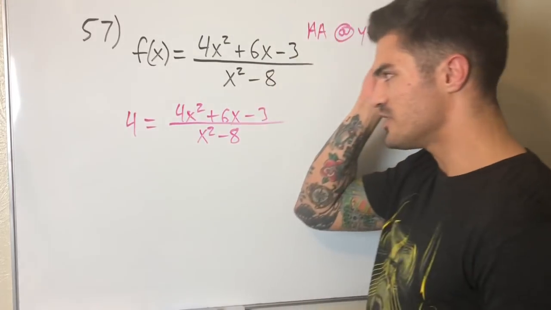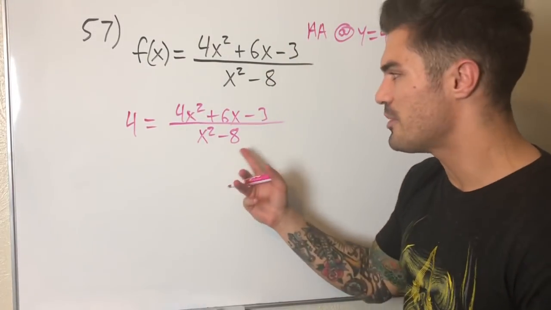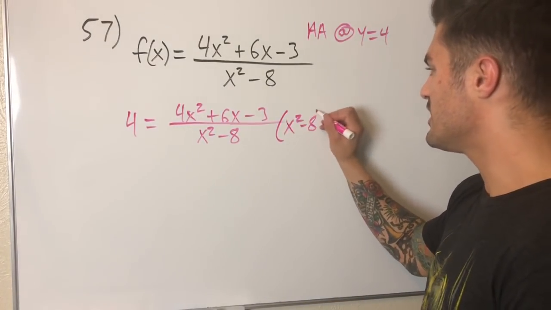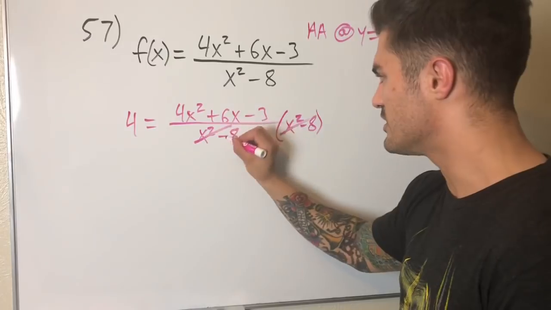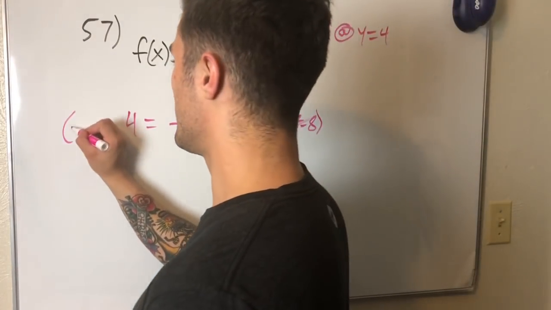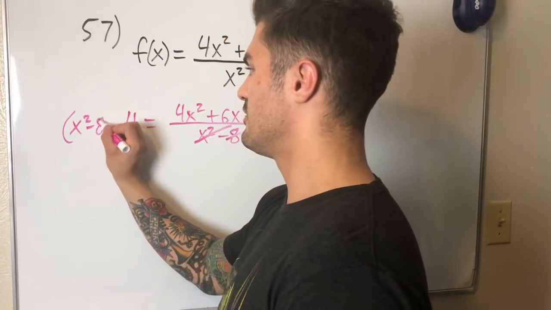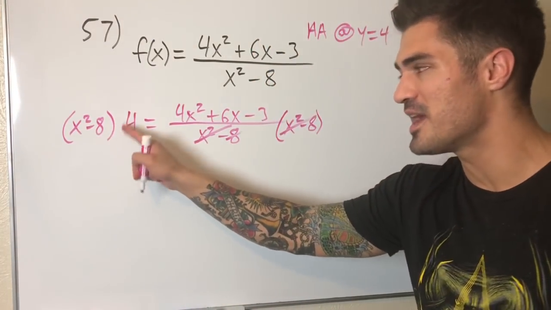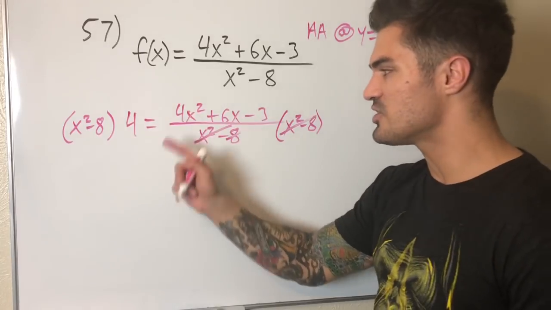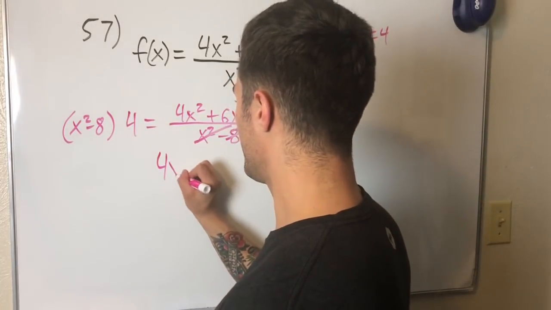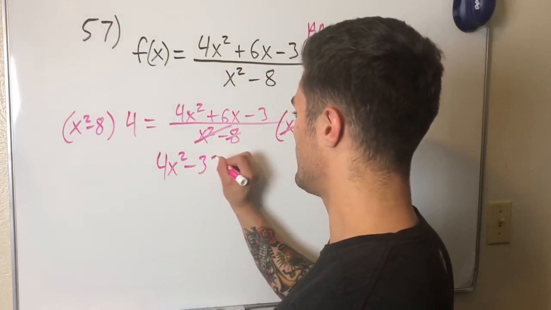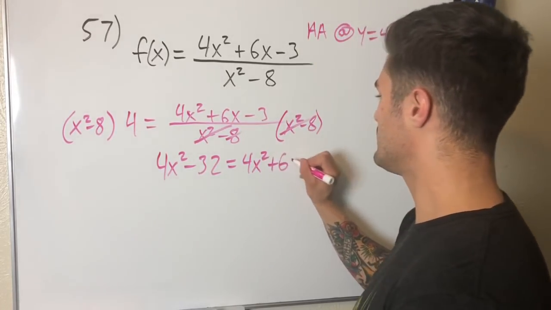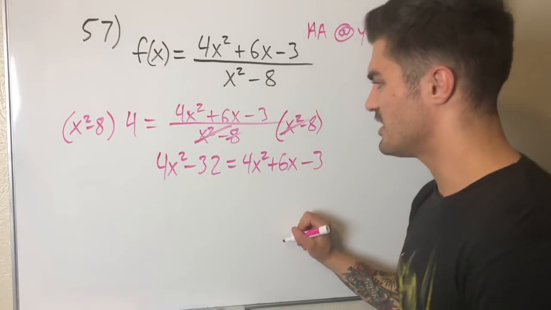So the best way to solve this, in my opinion, is get rid of the fraction. Multiply both sides by x squared minus 8. So I'm going to multiply this side by x squared minus 8, and that's going to get rid of the fraction and cancel this, right? And then I multiply this side by x squared minus 8, and that 4 will distribute. So now what I have here is 4x squared minus 32 on the left side. And on the right side, I have 4x squared plus 6x minus 3. Nice. This is going to cancel out nicely.